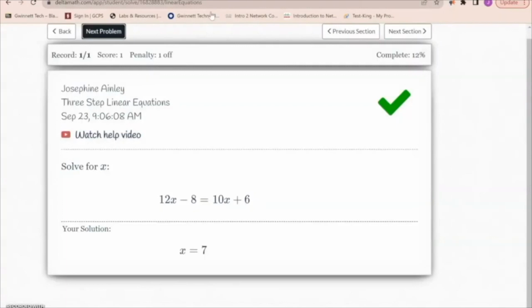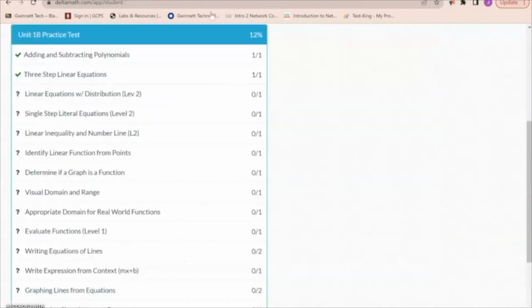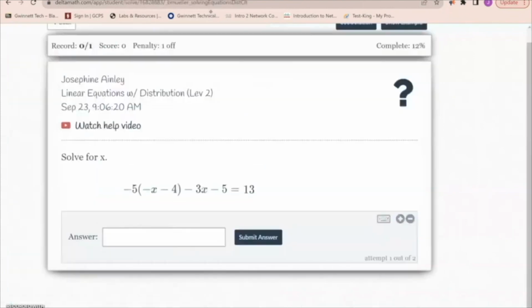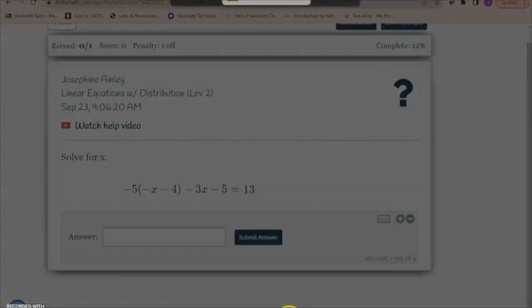So once again, if you didn't understand that explanation, click on this watch help video, and they have like 5 or 6 more examples. I'm going to go to the next problem. So I'm going to write that problem down so in case I forget it, I can use it on my test. So I click on the next problem and I repeat the process.